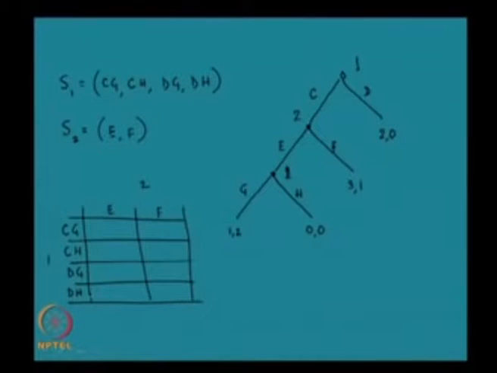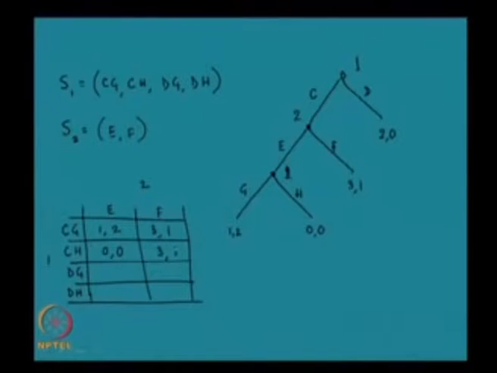So I write the strategies as actions, and once I have written them down, I can write the payoffs also. If I combine CG with E, the payoff is 1, 2. CG with F, basically the game is coming from this node to this node and going to this terminal history. So this is 3, 1. CH E is 0, 0. CHF is again 3, 1.